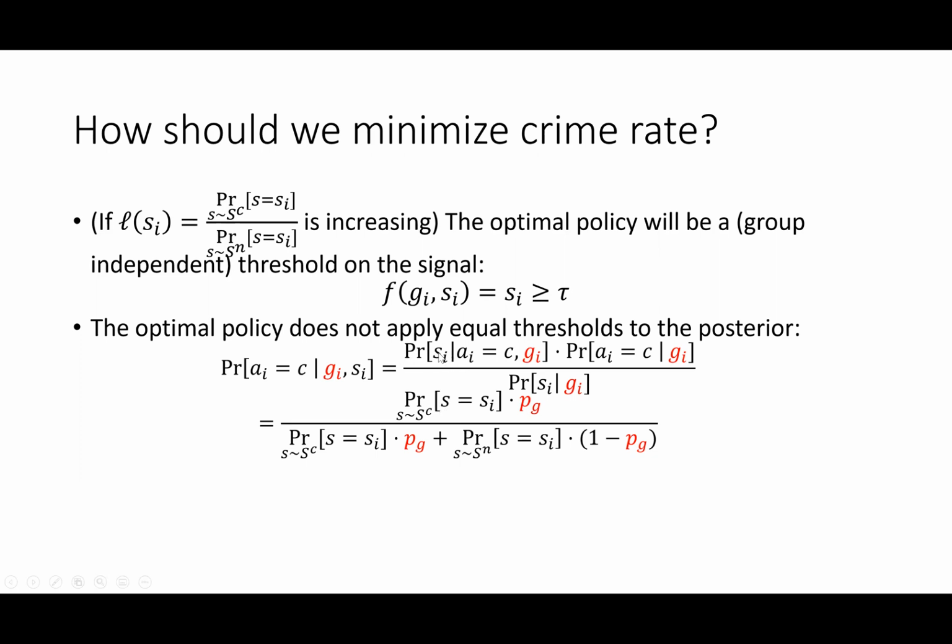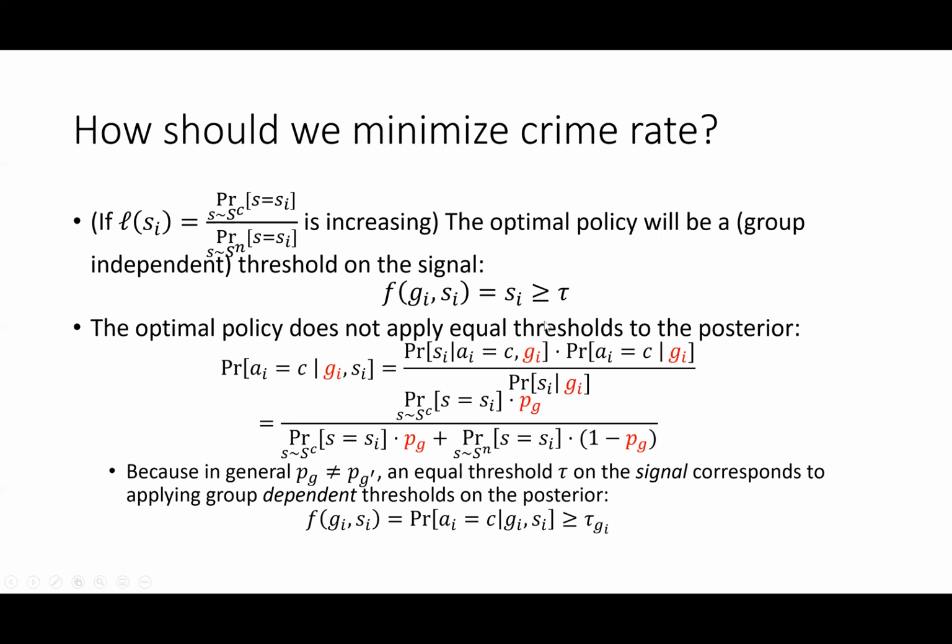the probability of your signal given your group, that's independent of your group, because what signal you generate is a function only of whether you've committed the crime or not. The probability that you've committed a crime given your group, that's the base rate in your group. And we can compute the denominator as well, the probability that you've generated your signal. Well, it can happen in two ways. Either you committed the crime and your signal came from the crime distribution, or you didn't commit the crime and your signal came from the not crime distribution. But again, because in general the base rates are not different, applying a group independent threshold on the signal will correspond to applying a group dependent threshold on the posterior beliefs.